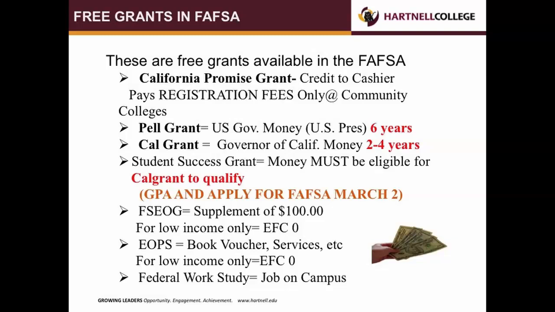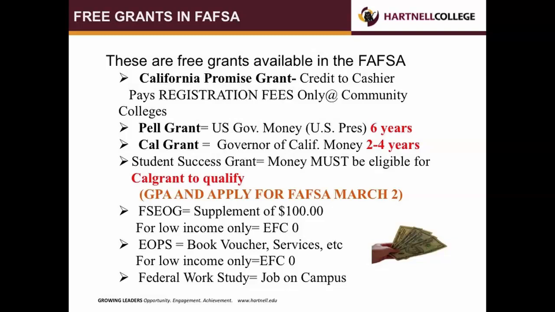The Cal Grant is from the governor of California, and it's money for approximately 2 to 4 years. The Student Success Grant is money, but one must be eligible to receive the Cal Grant in order to qualify for the Student Success Grant. The Cal Grant is determined by your GPA and by always applying for the FAFSA before March 2nd.